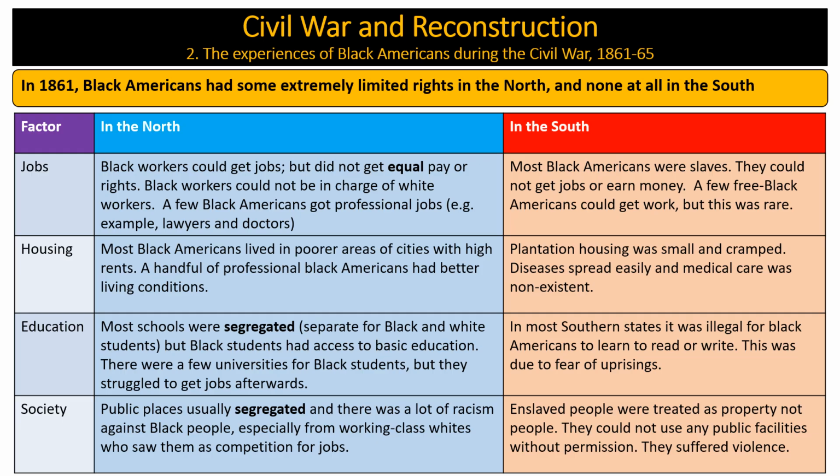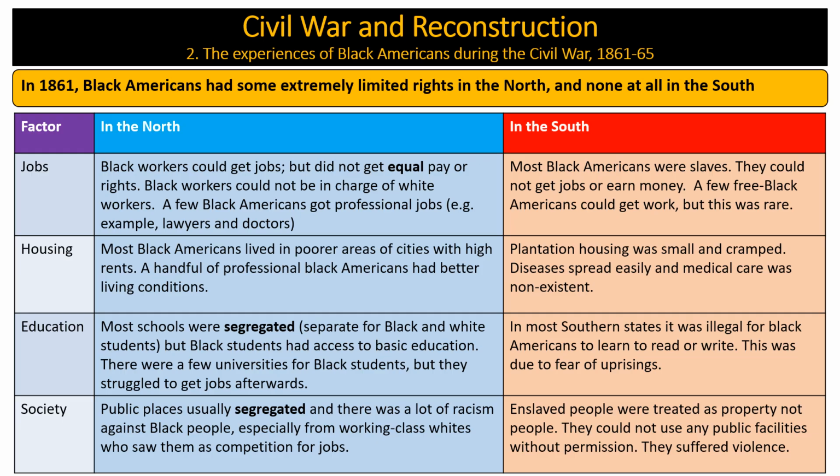In terms of the North, black workers could get jobs, but they did not get equal pay or rights. Black workers could not be in charge of white workers. A few black Americans got professional jobs such as lawyers and doctors. In terms of housing, many black Americans lived in poorer areas of cities with high rents that were often made higher to racially discriminate. A handful of professional black Americans did have better living conditions.